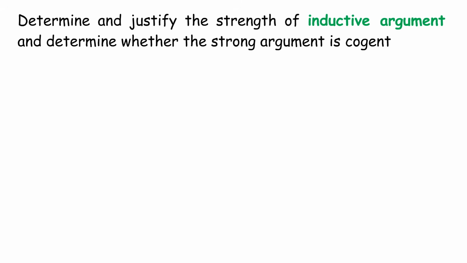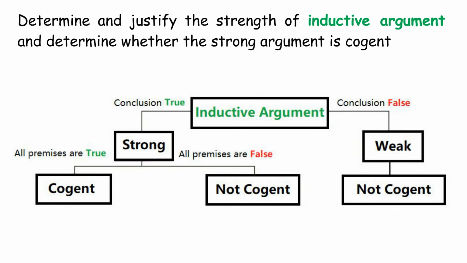Determine and justify the strength of inductive argument, and determine whether the strong argument is cogent. A deductive argument emphasizes the validity of the argument, while an inductive argument emphasizes the strength of the argument. The strength of an inductive argument is determined based on the probability that the conclusion is true, assuming that all premises are true. To determine an argument that is cogent, or not cogent, it needs to be discussed based on the truth of the premises and its conclusion.